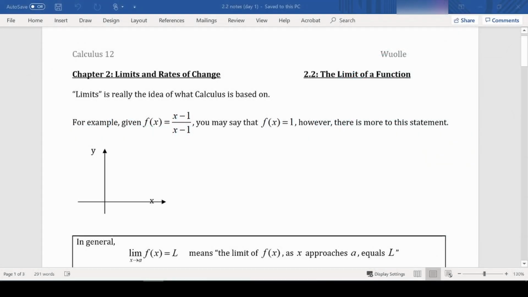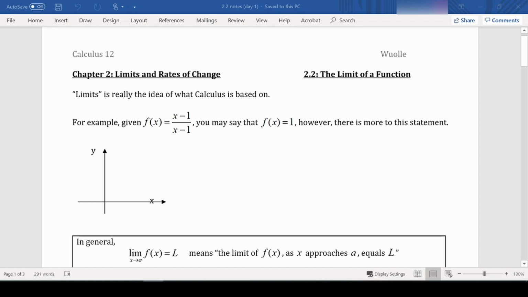Hello and welcome to our first lesson of Chapter 2, which is Limits and Rates of Change. So this chapter is going to form the basis of your understanding for the rest of this calculus course. And basically we're looking at what happens when you get really, really close to something, but you don't actually reach it, okay? This will form our basis for finding rates of change.